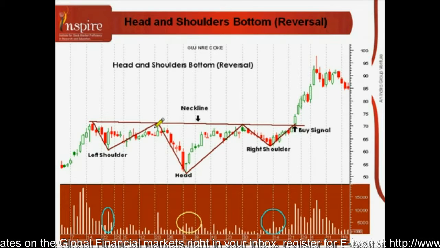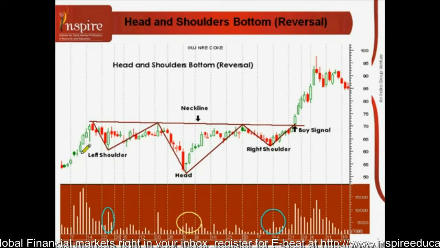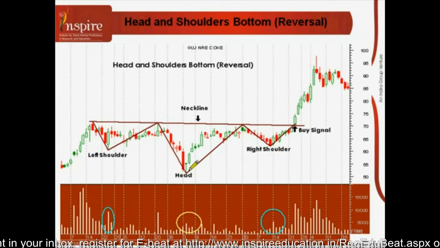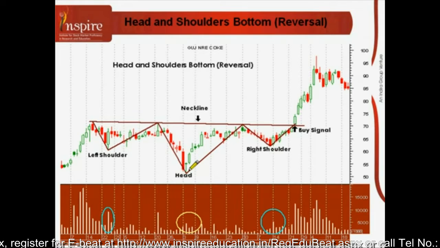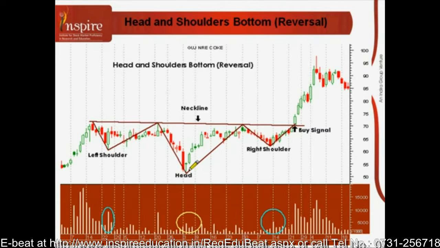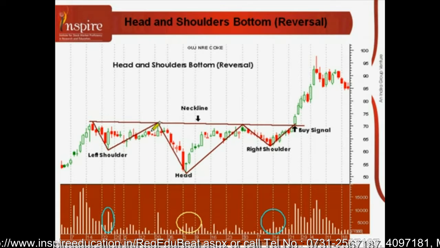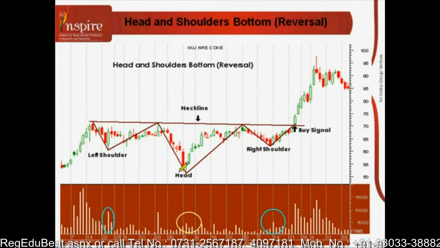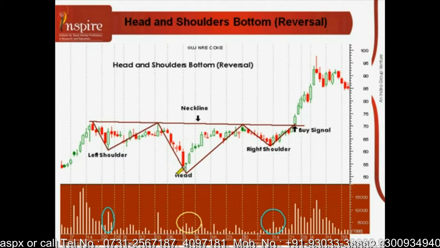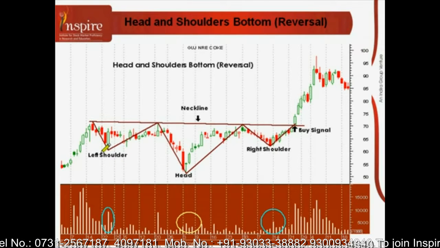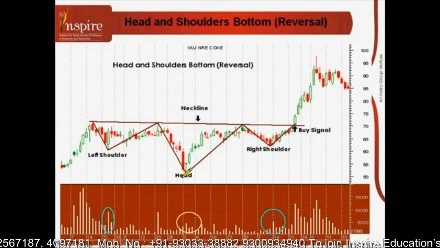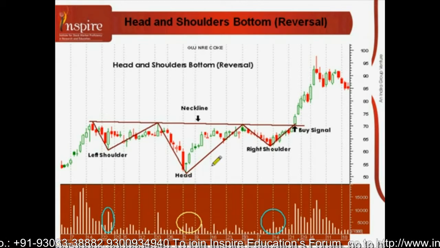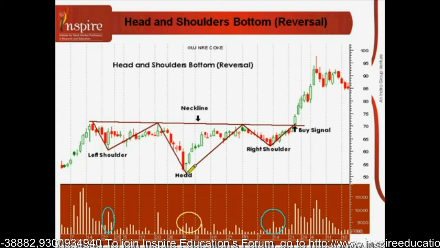The second point of the pattern, which is known as the head of the pattern, happens when the price falls from the high of the left shoulder. This is the high of the left shoulder. From here the price falls, and it falls below the low of the left shoulder, lower than the left shoulder's low, and then rises again, which is clearly visible here, right?